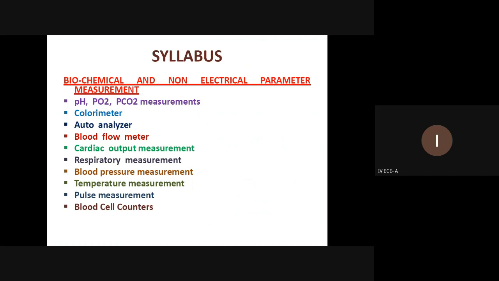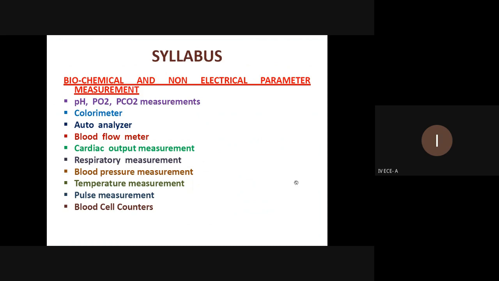Then what is the PO2 measurement? PO2 measurement is nothing but a measurement of the partial pressure of oxygen. The partial pressure of a gas is proportional to the quantity of that gas present in the blood. The effective functioning of both the respiratory and cardiovascular systems can be analyzed by PO2.